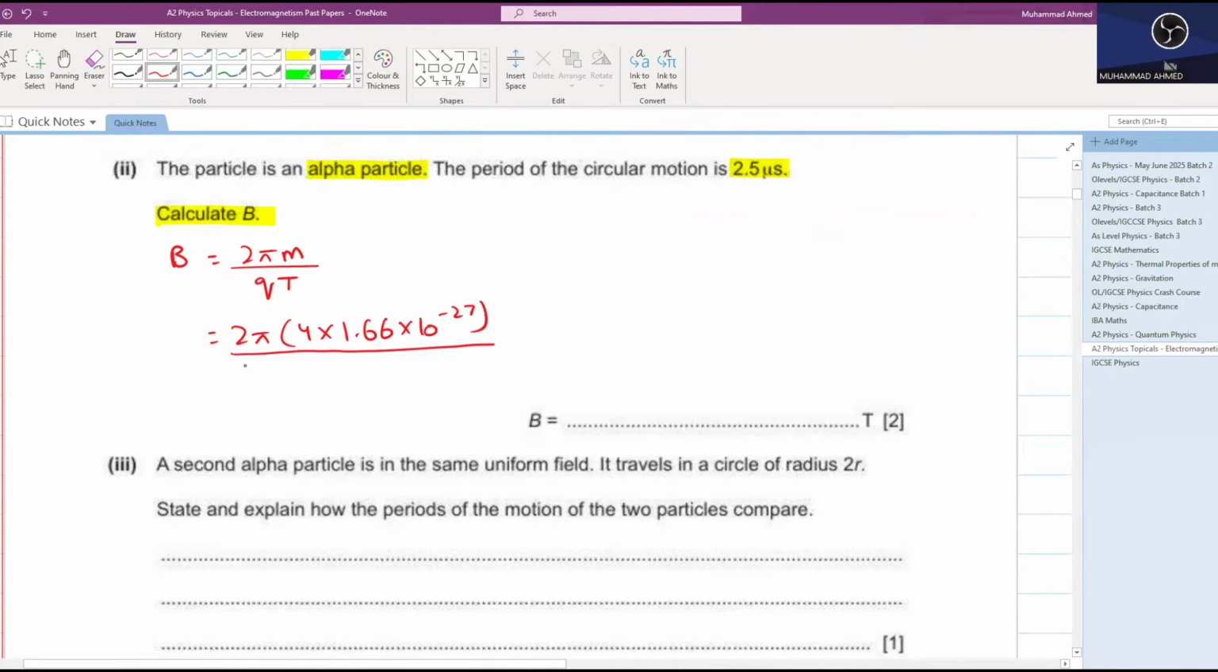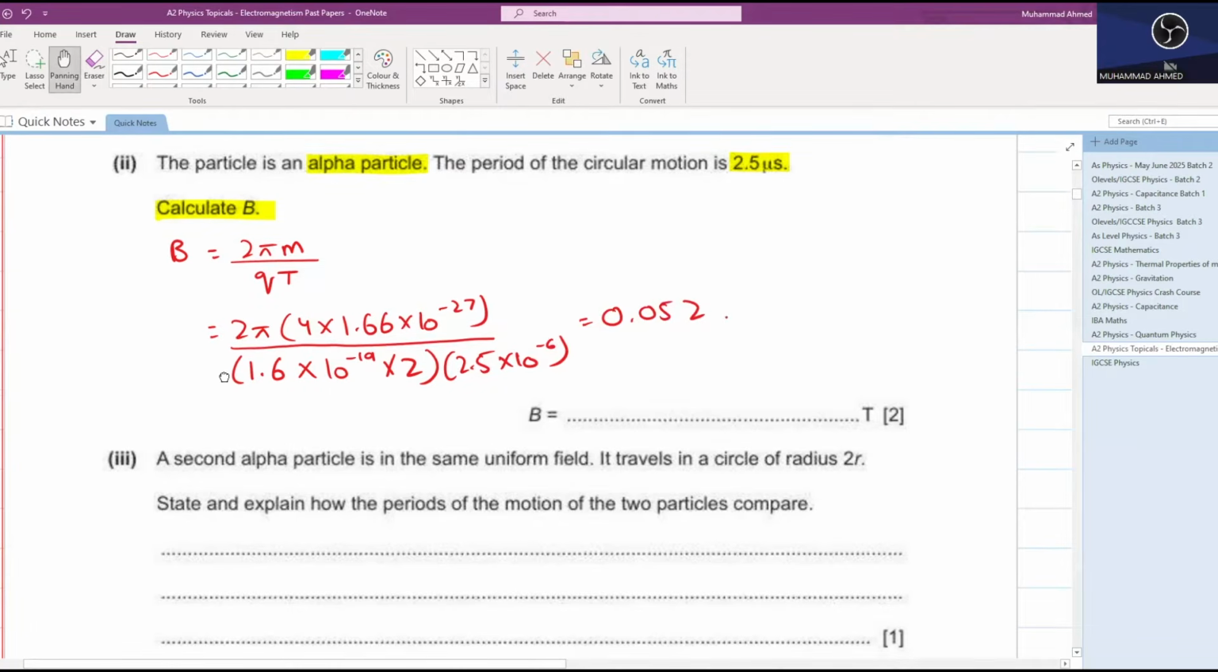What is the charge of an alpha particle? 1.6 into 10 raised to the power of minus 19 into 2, because an alpha particle contains two positive charges. And what is the time period here? 2.5 microseconds, 2.5 into 10 raised to the power of minus 6. What will be your answer for magnetic flux density, or B? The answer for B comes out to be 0.052 Tesla.